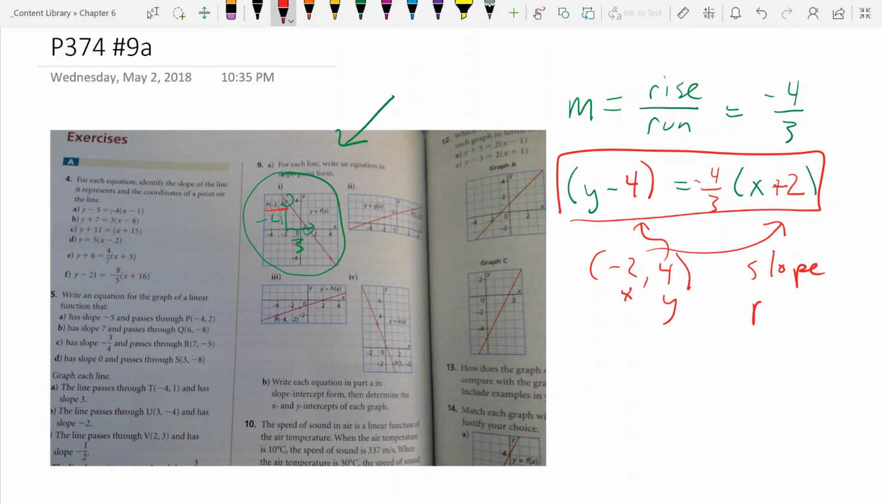Remember, this is called slope point because it tells us the slope right there, and it tells us a point using these two numbers, the 2 and the 4. That's it. If we want to look at B and rewrite it in slope intercept, I'm going to do that by just looking at the graph itself.